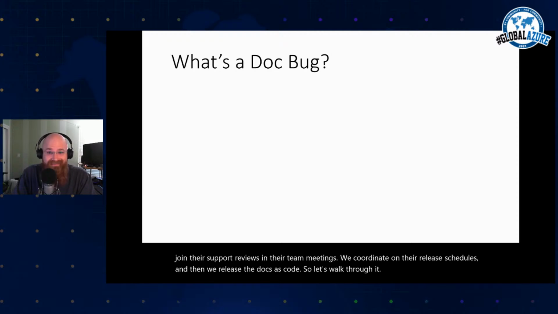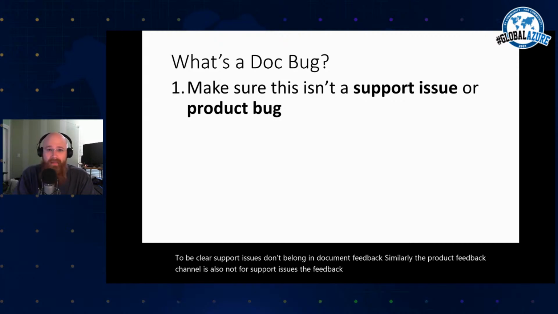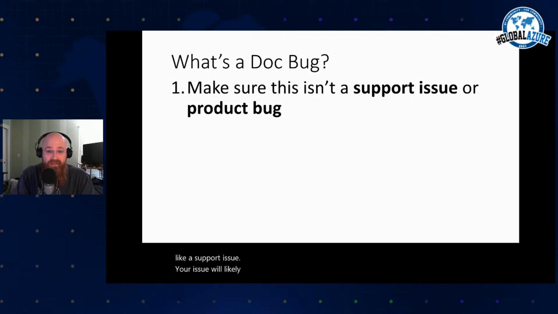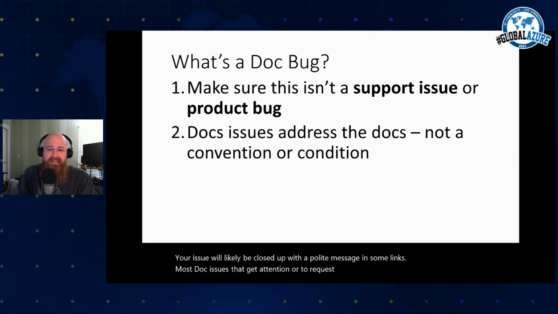So what's a bug? To be clear, support issues don't belong in document feedback. Similarly, the product feedback channel is also not for support issues. The feedback options we're about to discuss are not Microsoft support. They have no SLA for response time. If you're having a problem or an unexpected behavior or an outage, contact Microsoft support or your support partner provider. We triage incoming issues and pull requests from GitHub, and if it sounds like a support issue, your issue will likely be closed with a polite message and some links. Most doc issues that get attention are to request a fix for something that's missing or outdated or wrong, or a request to add something that would have helped prevent an error or an outage.